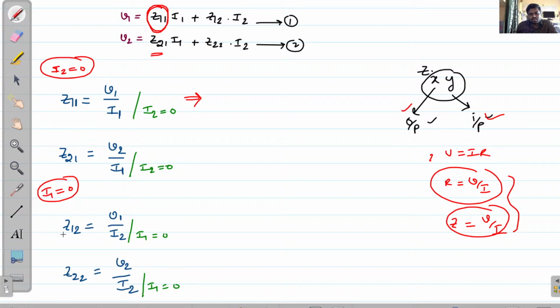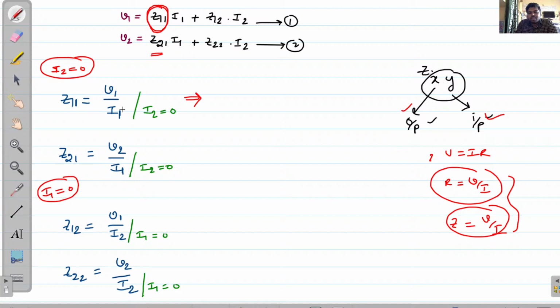Z11, Z21, Z12, Z22, all are impedances. So according to Ohm's law, the numerator term is voltage and the denominator term should be current. Impedance means obviously the numerator term will be voltage, and the denominator term will be current only. But where you have to find it is the different scenario, right? If I am calculating at port 1, at port 2, from port 1 to 2, or from port 2 to port 1, that is a different aspect, right?